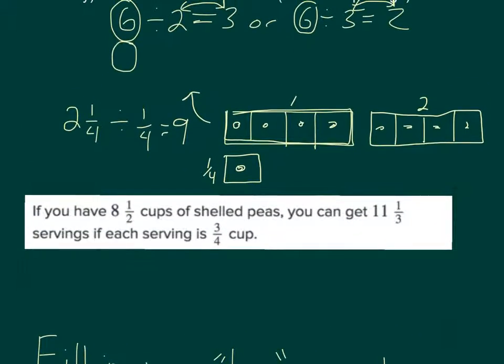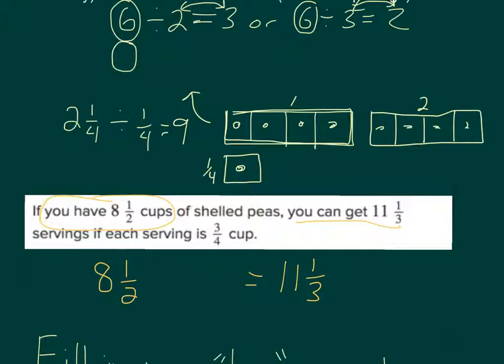Let's look at another problem. If you have 8 1/2 cups of shelled peas, you can get 11 1/3 servings if each serving is 3/4 of a cup. So in this case, we know all 3 numbers. We just have to place them in the problem correctly. So what number do you start with? Okay, you have 8 1/2 cups. Sounds like you're starting with 8 1/2. You can get 11 1/3. Sounds like it's going to equal 11 1/3. That sounds like an answer.